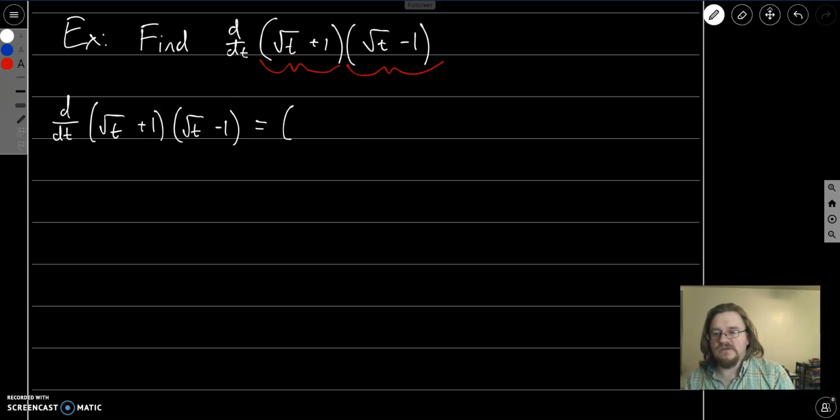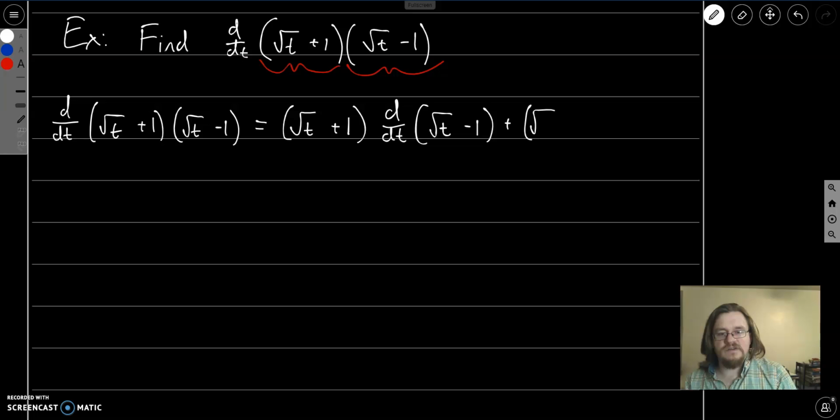Well, this is going to be the first function times the derivative of the second. And then we're going to add the second function times the derivative of the first. Okay, so far so good. We've got first function times the derivative of the second. Second function times the derivative of the first. And everything is matching up thus far.